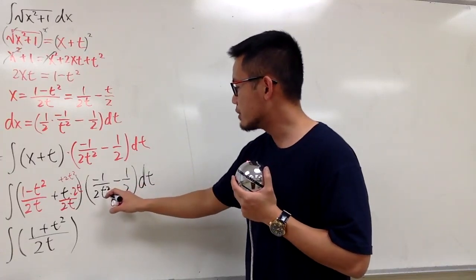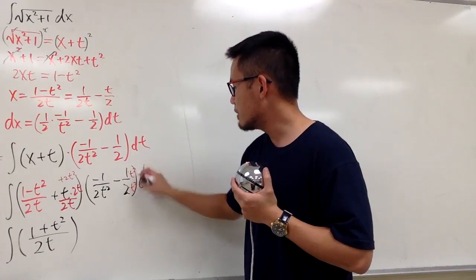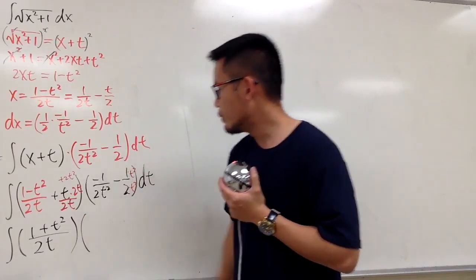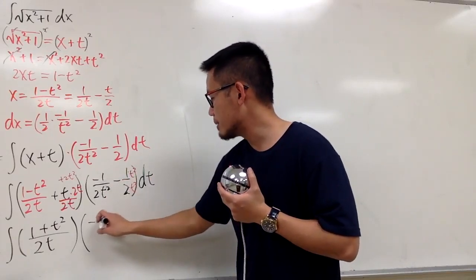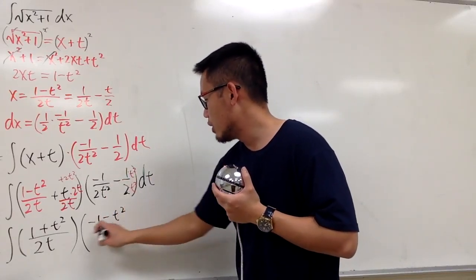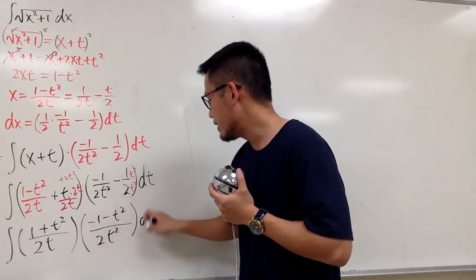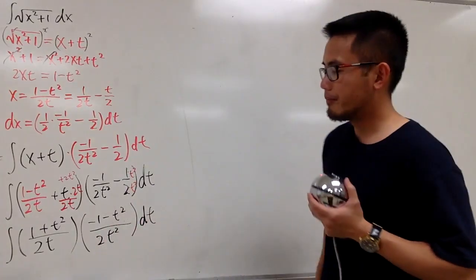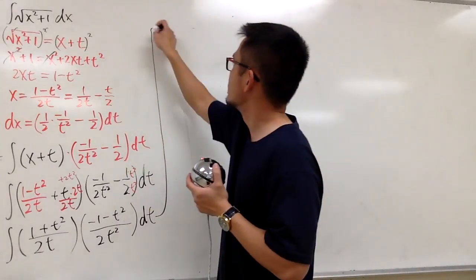And right here, let's also combine the fractions. In this case, I'm just going to multiply this by t squared, top and bottom, like this. And we will have negative 1 minus t squared on the top. So let me put this down over 2t squared. Right, that's the denominator. And now this is what we have.